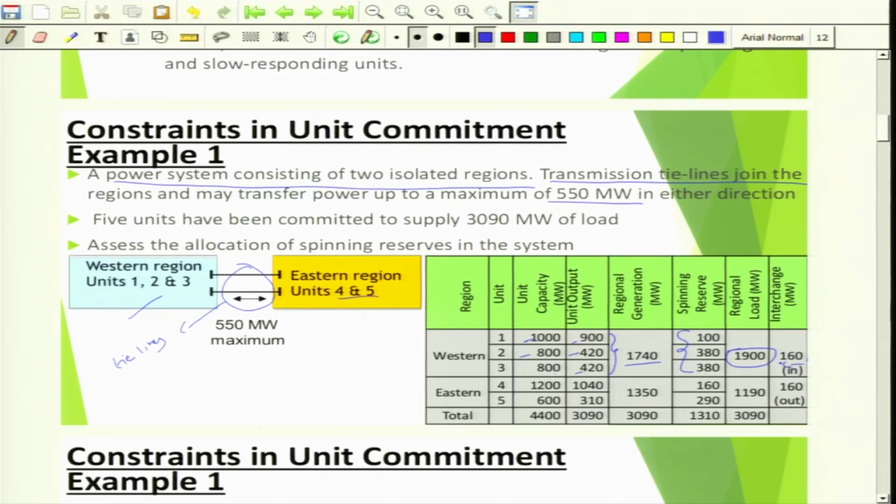Though western region by itself is capable of meeting the load demand, because the total capacity of the western region is 2600 megawatt and the regional load is 1900 megawatt. So you can meet it easily by western region itself, but due to some reasons, economical operation or whatever, this particular scenario suggests that there is a tie line power exchange happening between eastern region and western region. That means 160 megawatt of load is being met by using power from eastern region, right?